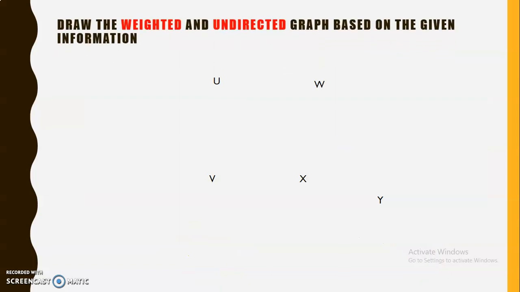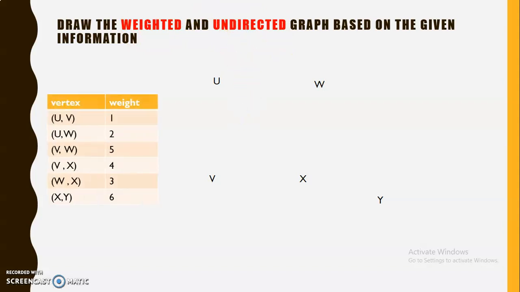So draw the weighted and undirected graph based on the given information. So now this question, they need you to draw the weighted graph, but the graph has no direction, an undirected graph. So it is given to you like this. The vertices UV, the weight is 1. UW, the weight is 2. VW, the weight is 5. VX, the weight is 4. WX, the weight is 3. And XY, the weight is 6.